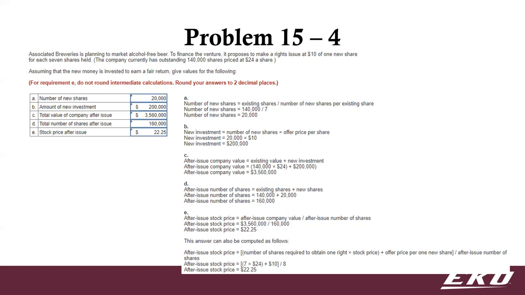So problem number 4, there's A through E. As you see, each of the answers, the math behind them, are explained there. But what's going on is they're having a rights issue at $10 for one new share for each 7 shares held. So they go to the existing shareholders and tell them, hey, you can get in on this new one in this way. And so this is what's going on with this one. It's this new issue.